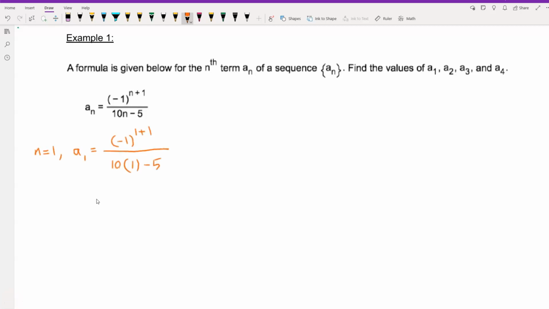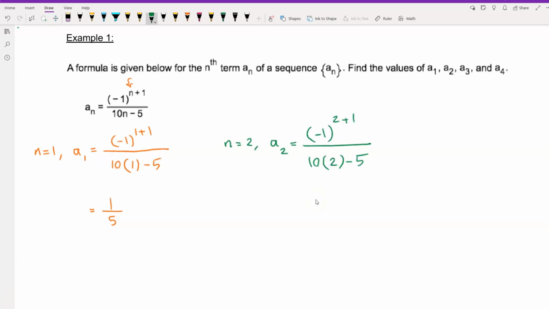For finding a_1, n is equal to 1, so instead of n, we use 1. So a_1 is equal to (-1)^(1+1) divided by 10 times 1 minus 5. On top we have (-1) to the power 2, which is positive 1. The denominator is 10 minus 5, which is 5. So the answer for this one is 1/5.